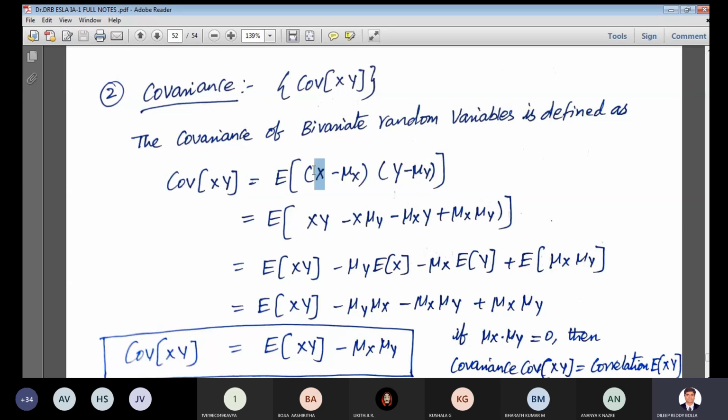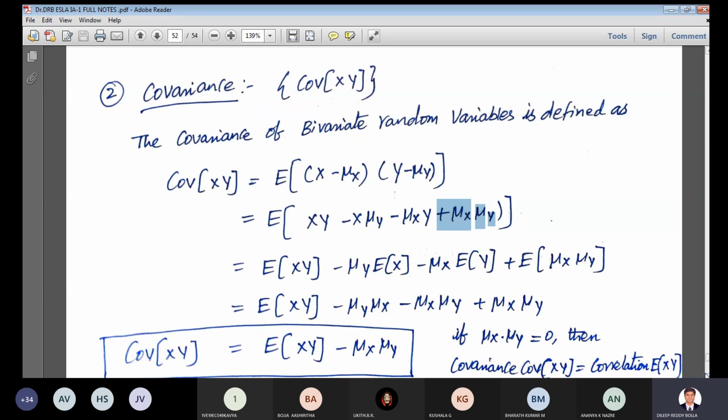If you multiply this x with this y, you get xy first. And multiply this x with mu y, you're going to get x into mu y. Similarly, multiply this mu x with y, we're going to get mu x into y. And multiply this mu x with mu y, we're going to get mu x and mu y. As both are negative, minus into minus becomes plus, and these two become minus.